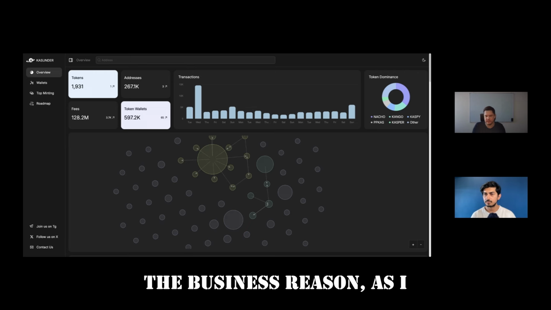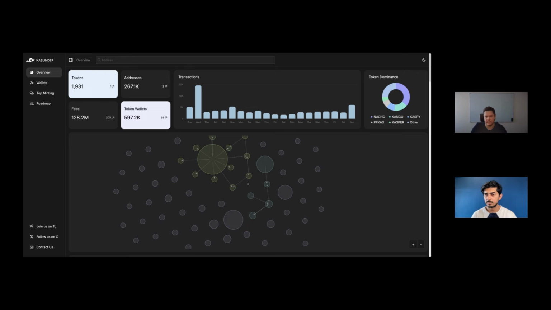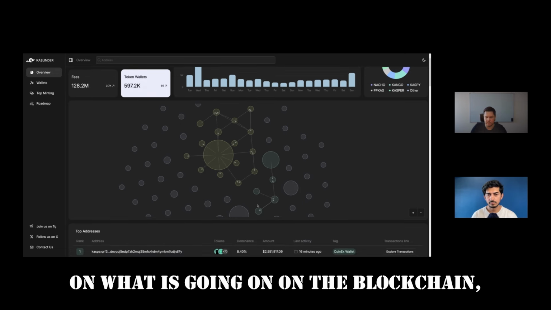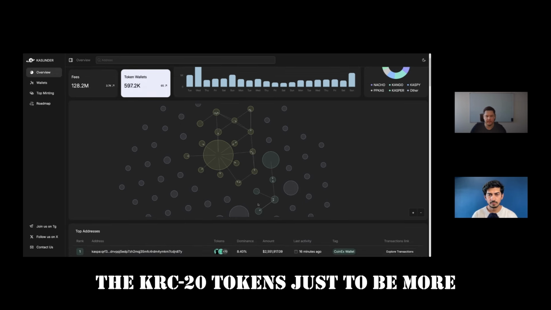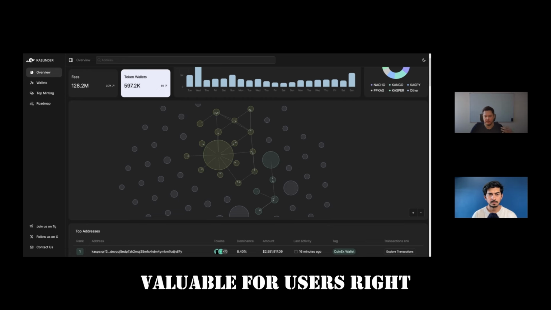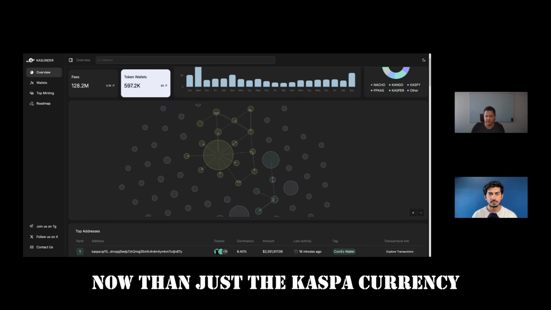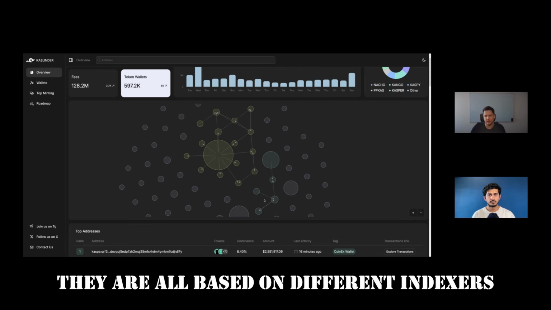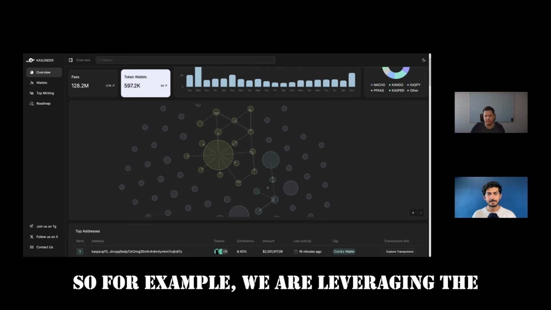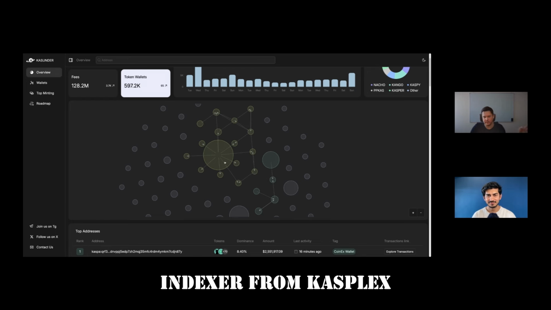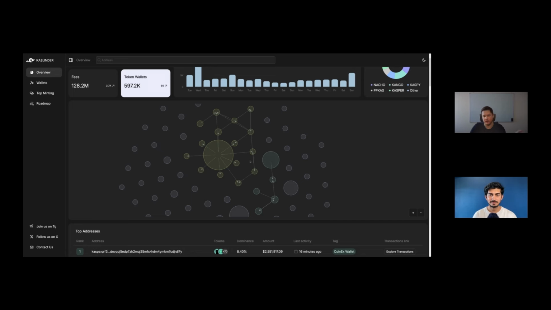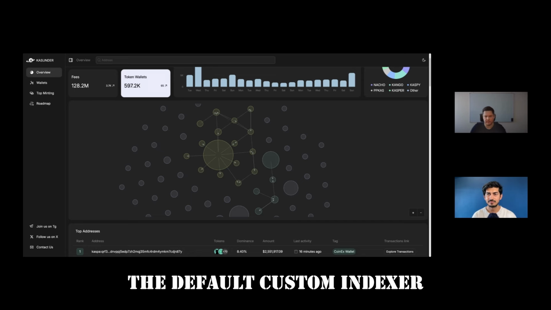The business reason, as I said, is that from an investigation perspective, looking at what is going on on the blockchain, the KRC20 token is just a bit more valuable for users right now than just the Kaspa currency. From the technical point, they are all based on different indexers. For example, we are leveraging the indexer from Kasplex to get all the information about KRC20. For Kaspa, it will be the default Kaspa indexer.